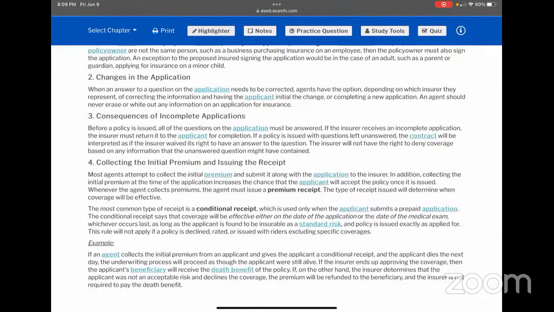Consequences of incomplete application. Before a policy is issued, all of the questions on the application must be answered. If the insurer receives an incomplete application, the insurer must return it to the applicant for completion. If a policy is issued with questions left unanswered, the contract will be interpreted as if the insurer waived its right to have an answer to the question. The insurer will not have the right to deny coverage based on any information that the unanswered question might have contained. That's something that we don't have to worry about either, because it will let you know you've got an unanswered question.